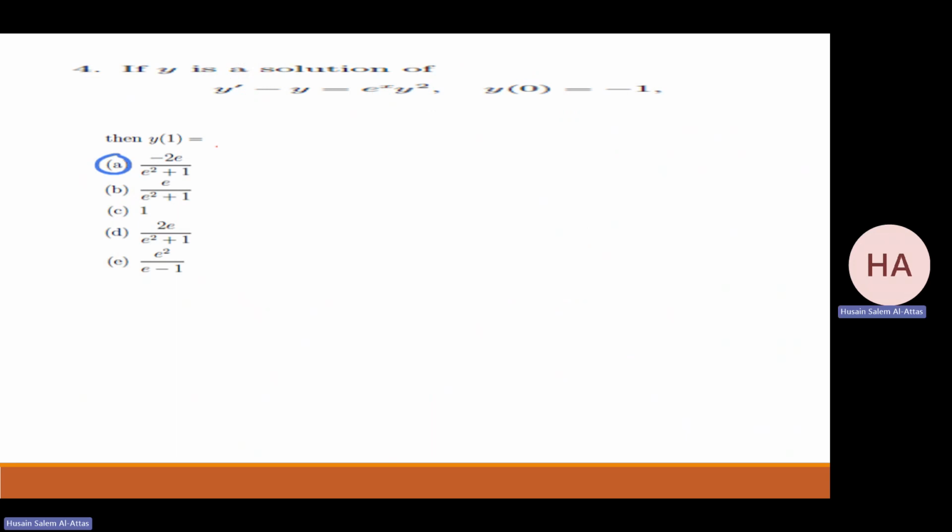Let me go for more. If you look at it, what is this? Similar to linear, but I have here y squared. So this is Bernoulli, with n equal 2. Sometimes the question is, if y is the solution, he gives you an initial condition and wants you to find y at 1. That's it. You just find y, then you substitute at 1.